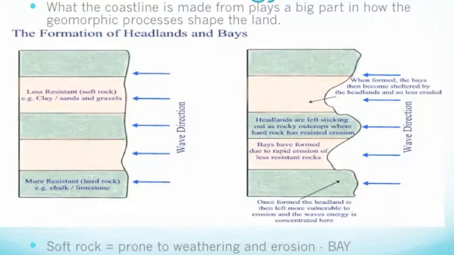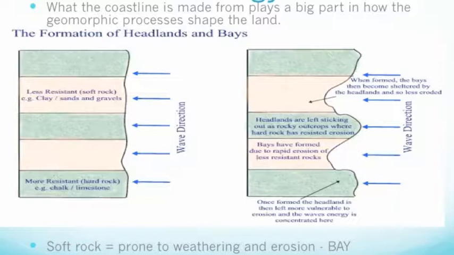So looking at the geology of coastlines, what the coastline is made from plays a very big part in how the geomorphic process shapes the land. So if you have a look at the first diagram here, you can see stripes of green and yellow rock. Okay, the yellow is supposed to represent soft rocks and the green is supposed to represent hard rocks. If you look at the second diagram, you can see over time the waves have bashed against both of these types of rocks and eventually have worn away both of those types, but they've worn away the soft rock much more rapidly than they have the hard rock.